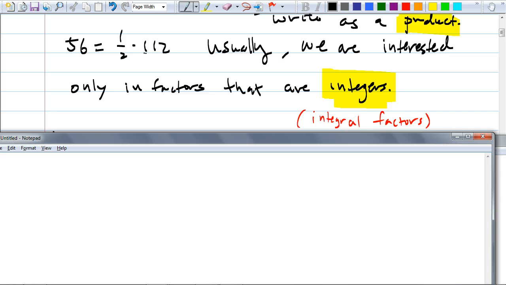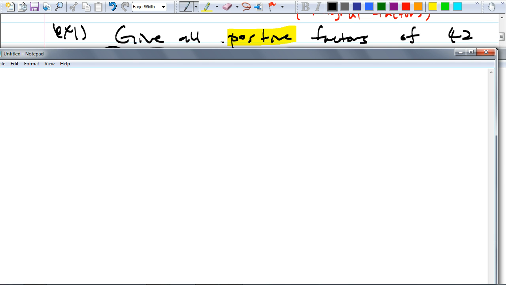Okay. Any question? Okay. So if it does not say anything specifically, when they ask you to factor things, they want integral factors. Is that okay, guys? All right. So that's an example. Give all positive factors of 42.